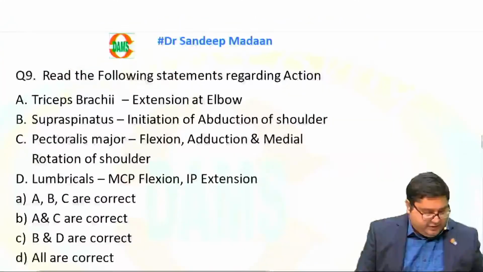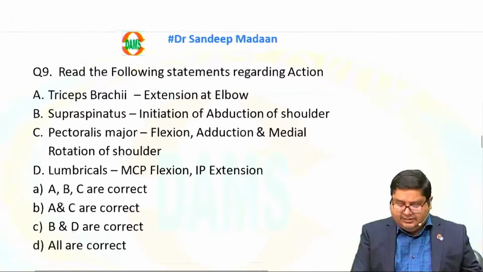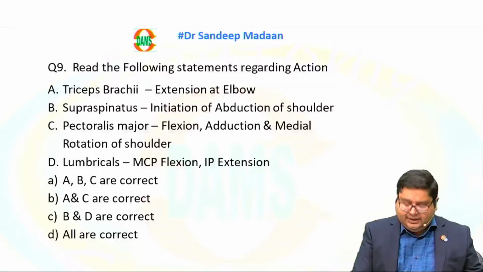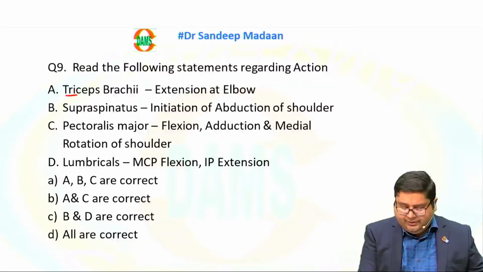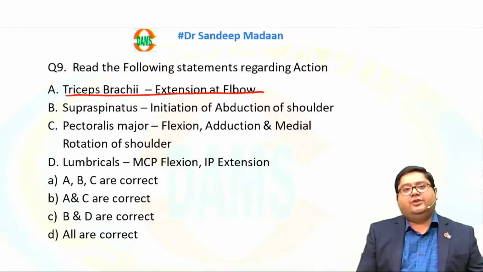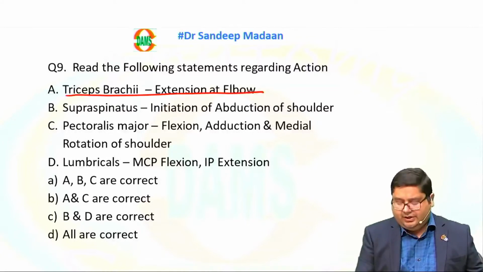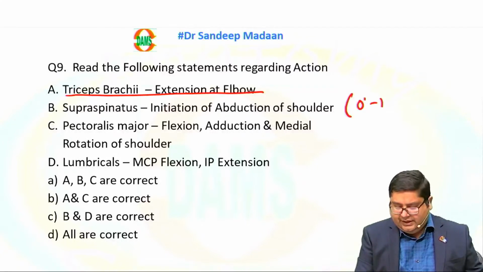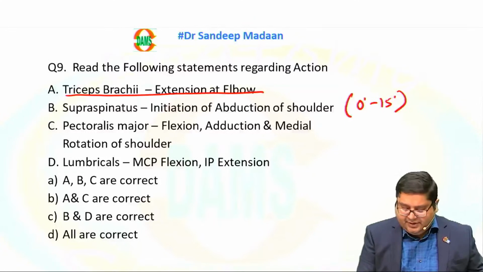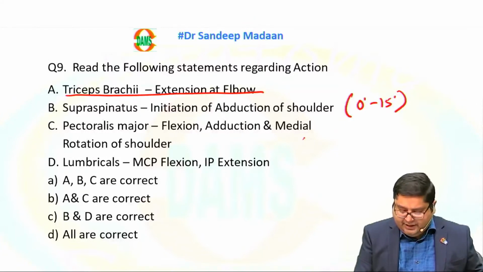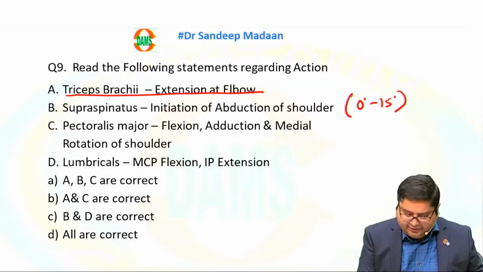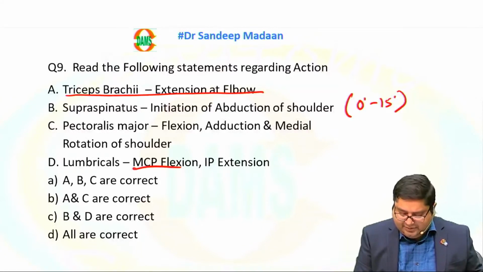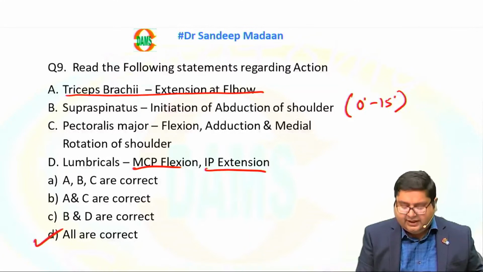Now the next question is this, dear friends, where we have muscles like triceps brachii doing the extension of the elbow, straight away. Supraspinatus, initiation of the abduction, yes, that is 0 to 15 degrees. Pectoralis major will be doing medial rotation, adduction and flexion, that is also true. And lumbricals doing the MCP flexion and IP extension, so all are correct.